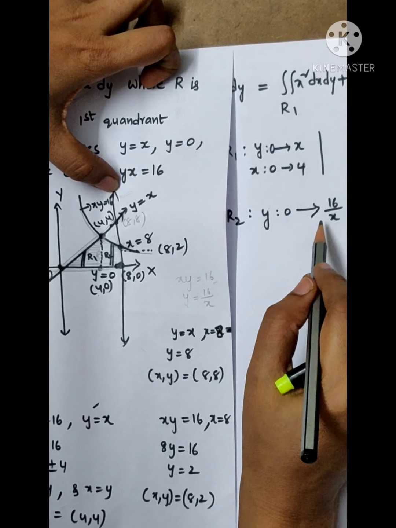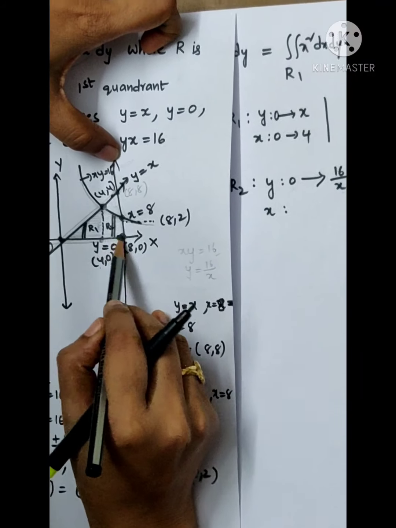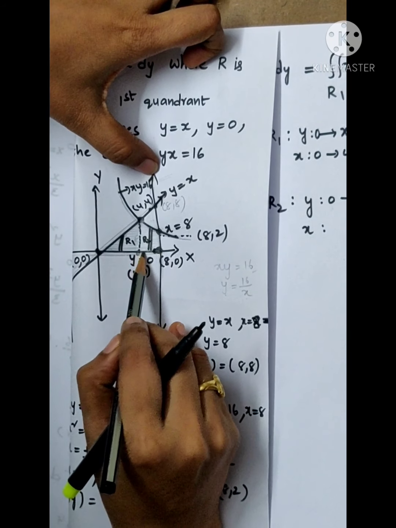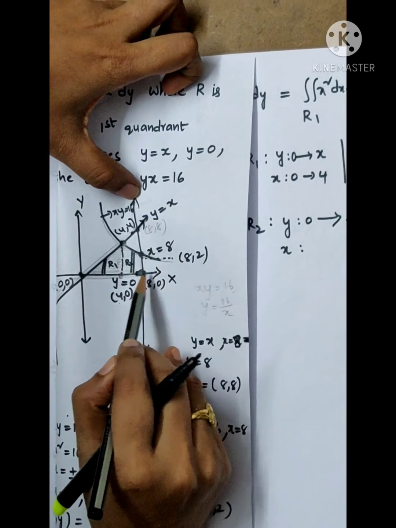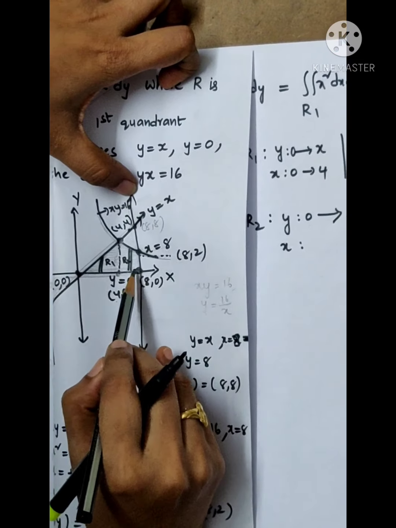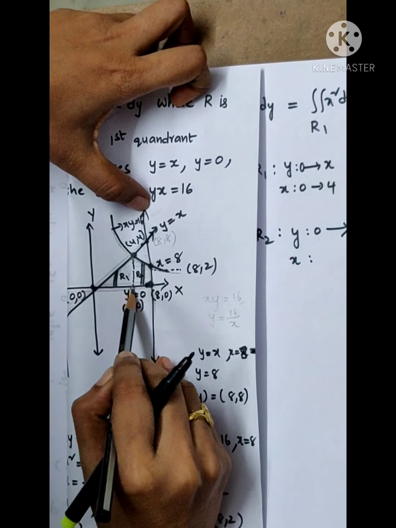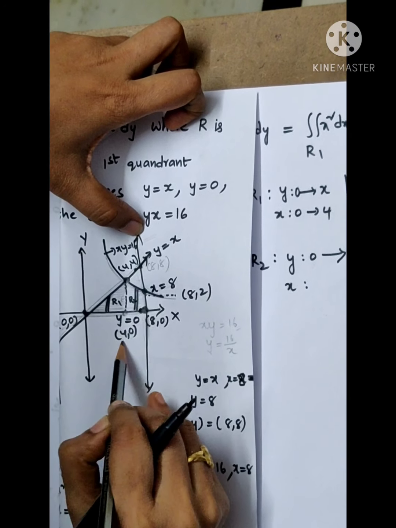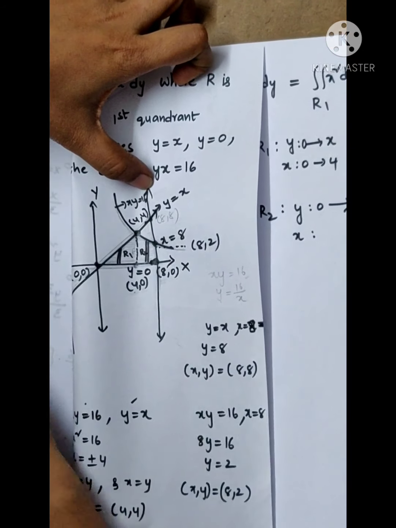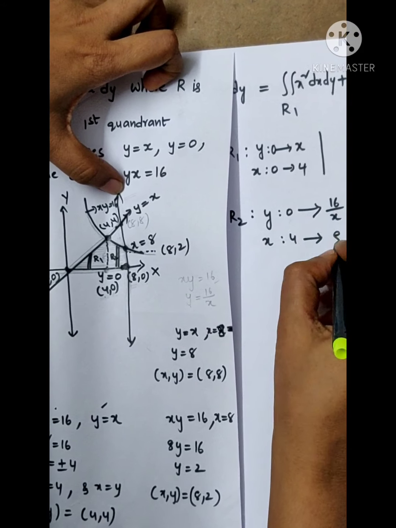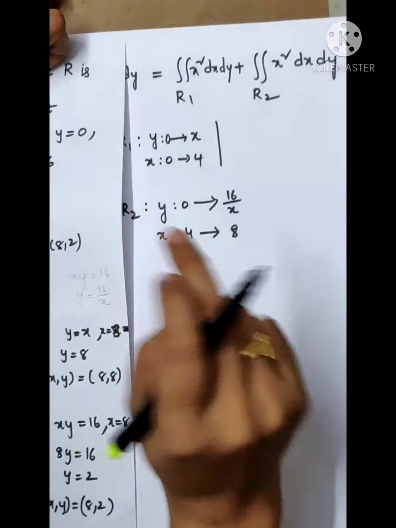Now we require x limits. R2 is this region. Observe how the region varies along the x-axis. Along the x-axis, the R2 region varies from this point to this point. The points are (4, 0) to (8, 0). So here x varies from 4 to 8. So x limits are from 4 to 8. These are the limits equivalent to the R2 region.